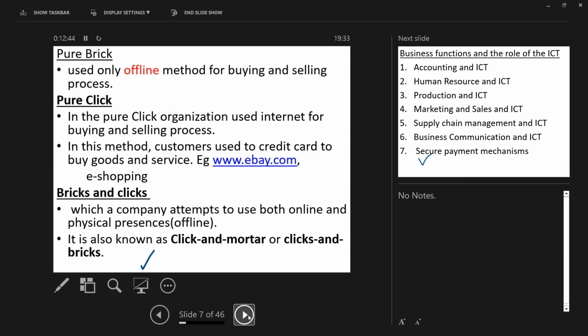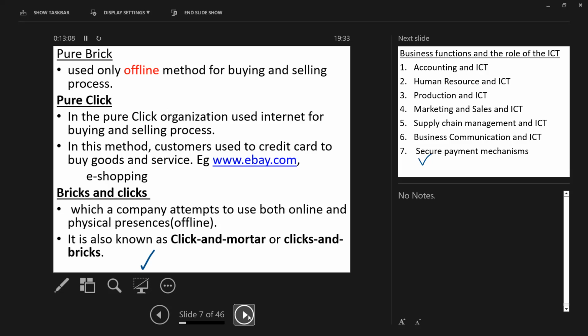Pure click, in the pure click organization, the internet is used for the business and selling process. In this method, the customer uses a credit card to buy goods and services. eBay, e-shopping, we can take as pure click. So the customer is not going to visit physically, everything is online.